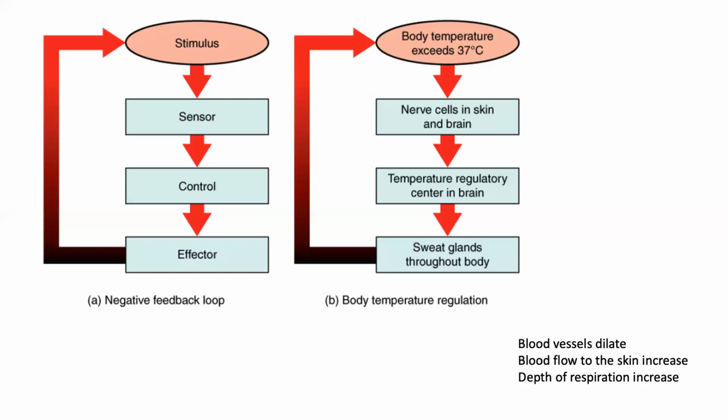Blood flow to the skin increases, and the depth of respiration increases so that we can evaporate heat and exchange heat through the respiratory system. All these effects will lower the body temperature, and it will have a negative impact on the sensors, and now the temperature is maintained back to normal.